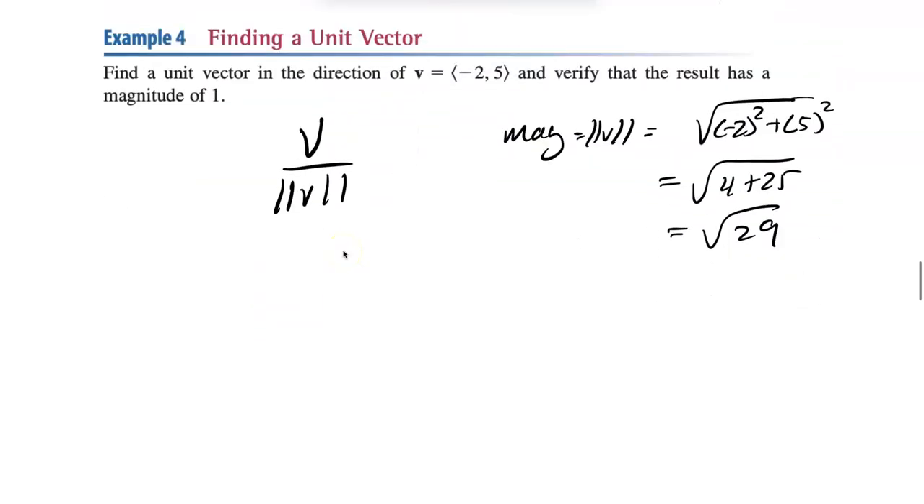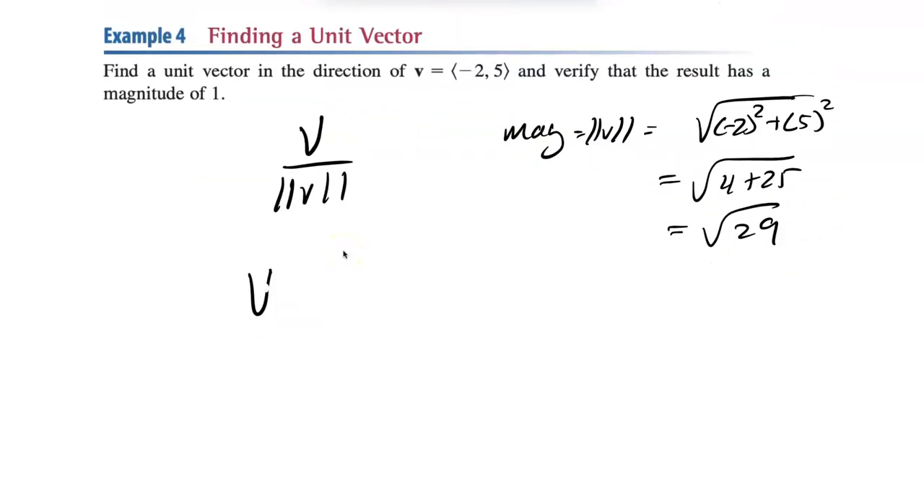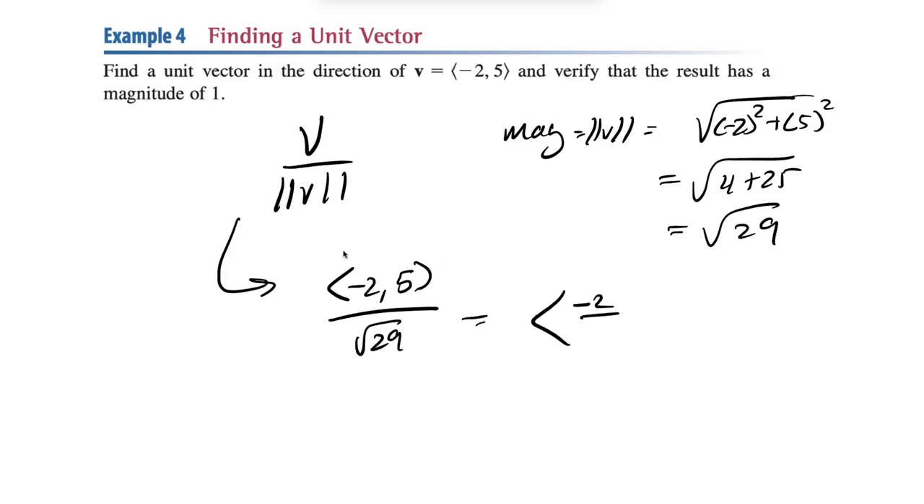So all we're going to do here to find this is get our vector, and then divide it by the magnitude, square root of 29. So we're just going to split it to each one: -2 over the square root of 29, comma, 5 over the square root of 29. And that's our unit vector. So that's a vector going in that direction, but only has a magnitude of 1. And you can check your work by plugging this in and seeing if the magnitude does equal 1, and it will.